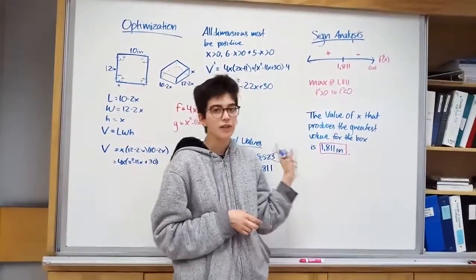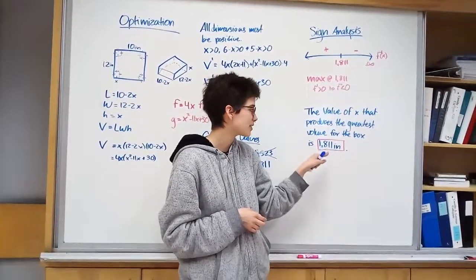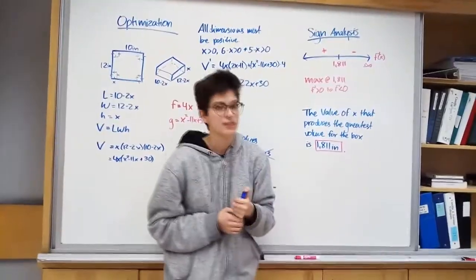Using that, we can write our final statement, and we know that the value of x that produces the greatest volume for the box is 1.811 inches. I've shown you 2 cases of optimization, and I put another question in your notes for you guys to figure out. So I want you guys to solve that for me, and I'll come help you out if you need it.